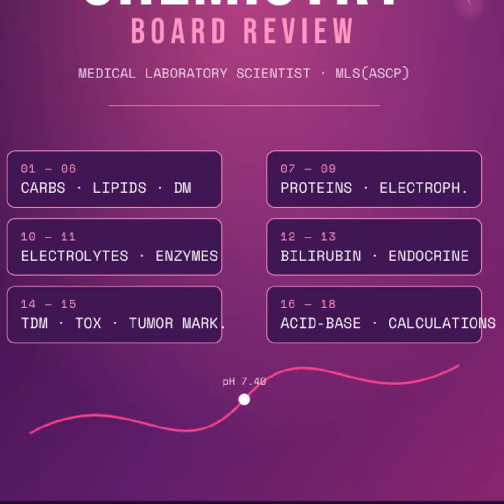Let's pivot to a completely different environment. Block 3. Acid base, blood gases, and electrolytes. We've talked about the gears and the machinery. Now we need to look at the precise chemical bath that those enzymes require to function.